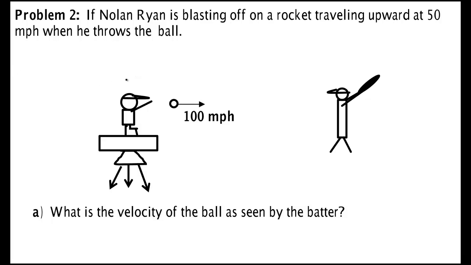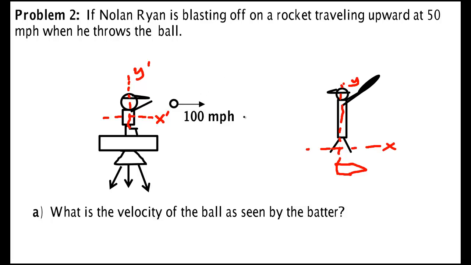We now consider another example of the velocity transformation problems. In this case, we've got Nolan Ryan on a rocket. Again, Nolan will be our primed observer, and our batter here will be our unprimed observer. Let's give him a little home plate here to guard. He's not going to have a prayer of hitting it, but we'll let him do that.